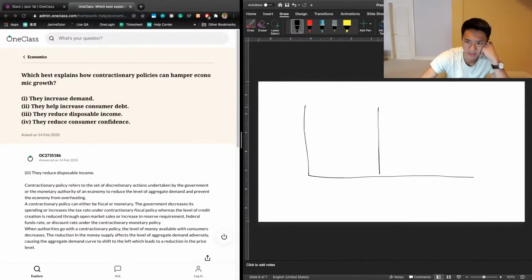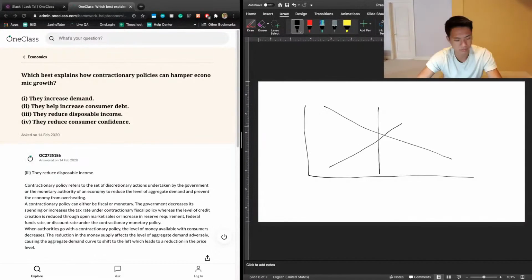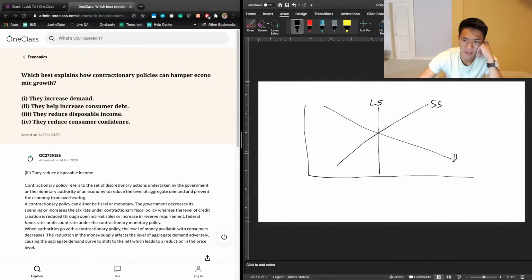This is the aggregate demand, aggregate supply dynamic model. Let me draw this so it intersects. There we go. This is supply, demand. This is short-run supply. This is long-run supply, right? So this is a perfectly at equilibrium model for an aggregate demand, aggregate supply dynamic model.